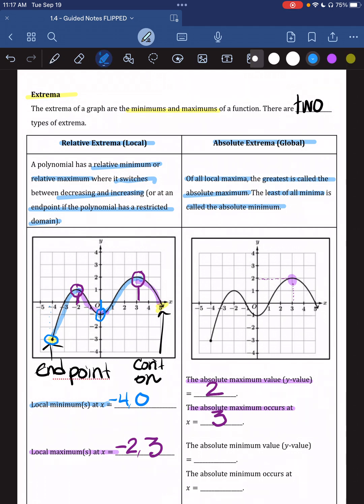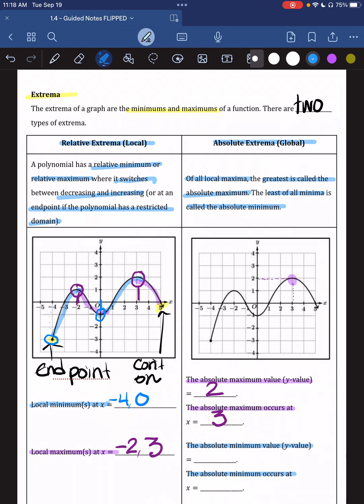Again, just be careful. When we're saying the maximum or minimum value, that's a y value. When we're saying where does it occur, that's an x value. Think back to quadratics, like the vertex. The vertex occurred at x equals whatever, and the maximum or minimum was the y coordinate there. Now, let's look at absolute minimum. Again, we have the absolute minimum value and the absolute minimum occurring at.